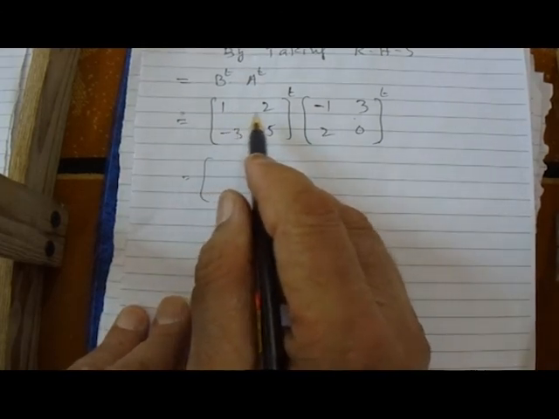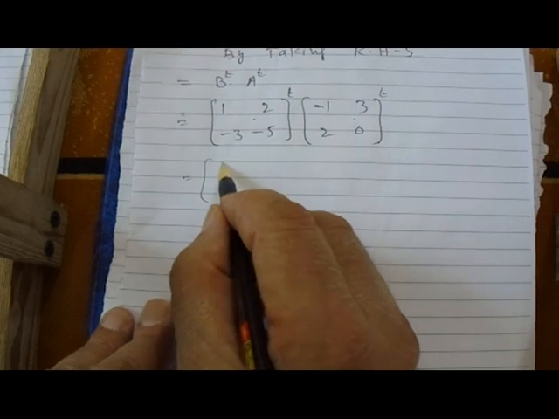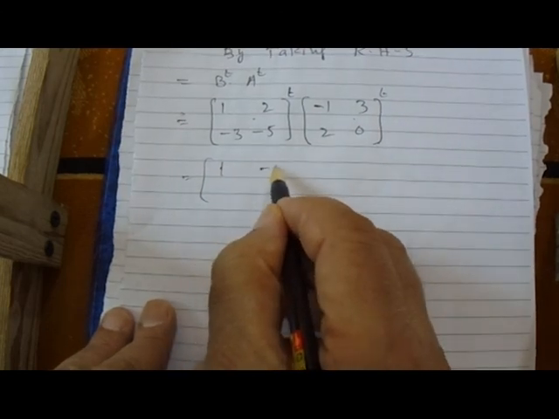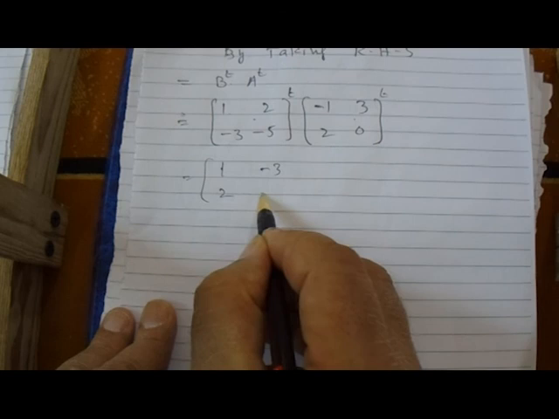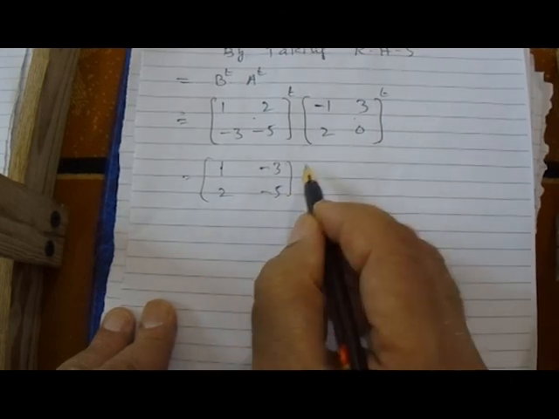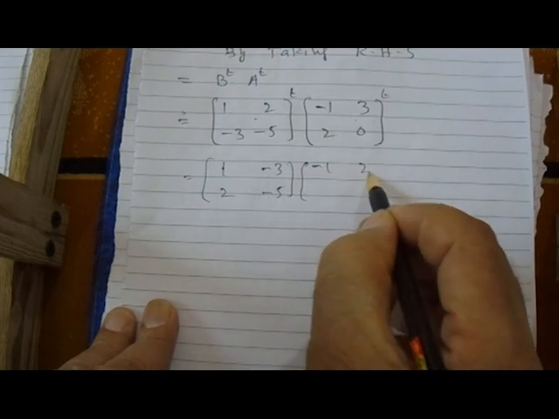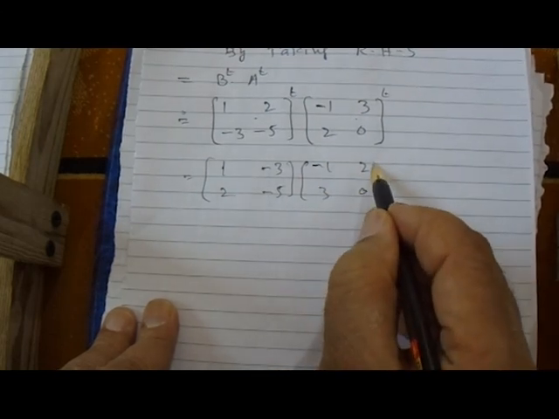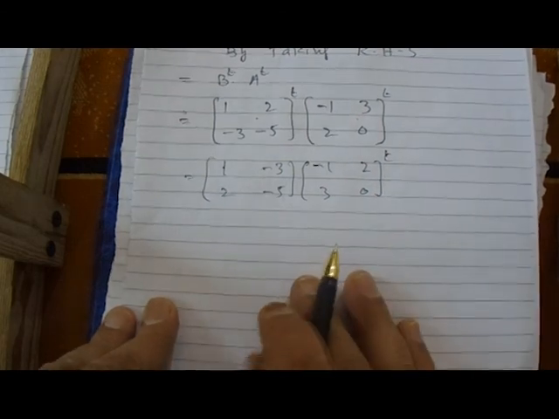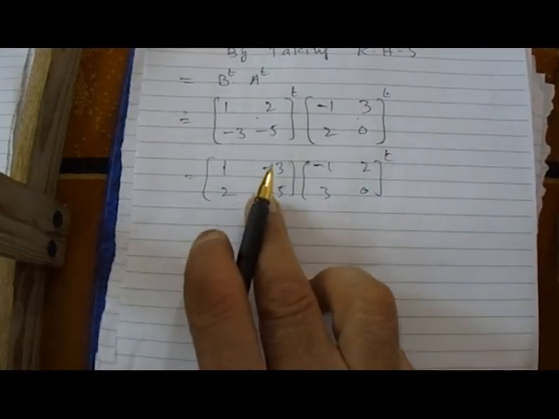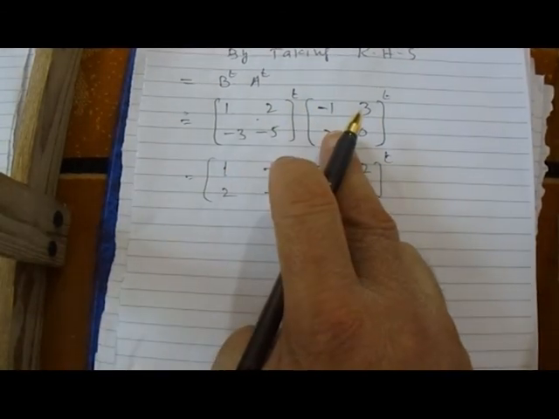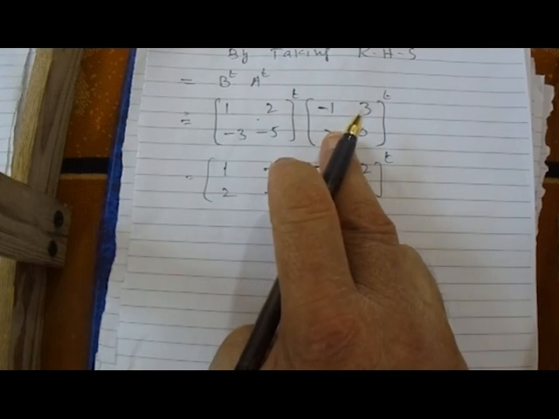We take the transpose, it means 1 minus 3 and 2 minus 5 here. Now again we write this, minus 1 and 2 and 3 0. Now we have taken the transpose of this and this. Now we multiply this.